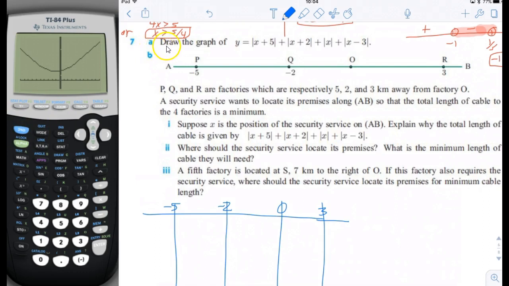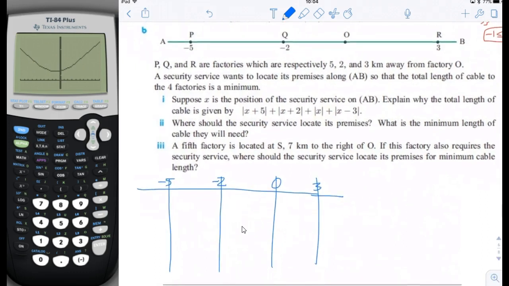Number 7 says in part A to draw the graph of this crazy function with 4 absolute value functions in it. And if you put it in the calculator and you graph it, it looks like this, which is like a bunch of straight lines connected together by points, critical points at -5, 2, 0, and 3.